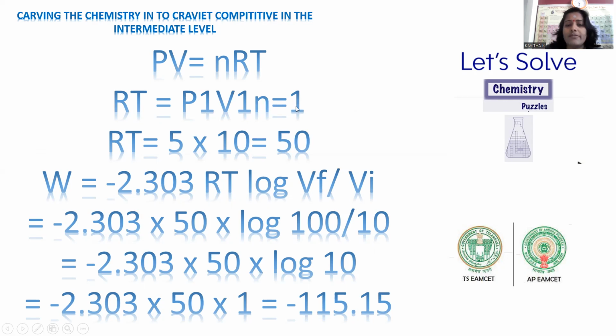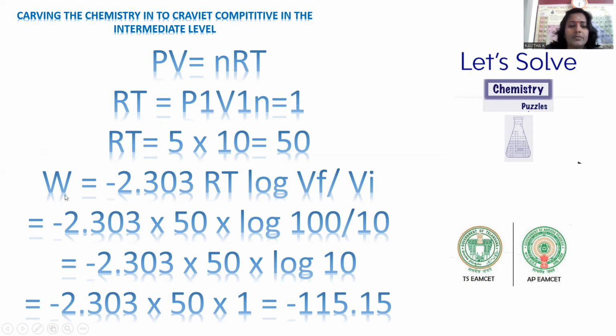If you consider the n value is equal to 1, then RT is equal to 5 multiplied with 10. So the value will become 50. This is the value of RT. R is the gas constant, T is the temperature on the Kelvin scale, right? So this is the way we can solve.